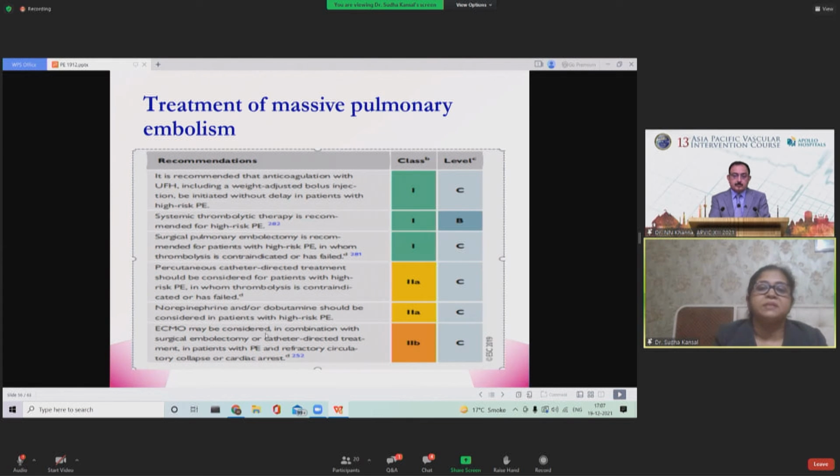And ECMO may be considered in combination with surgical embolectomy or catheter-directed treatment in patients with pulmonary embolism and refractory circulatory collapse or cardiac arrest.